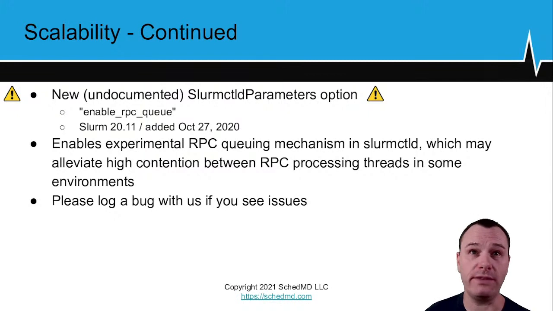As of Slurm 20.11, there is a new undocumented SlurmctldParameters option called enable_rpc_queue. This option may alleviate high contention between RPC processing threads in some environments. Enable RPC queue creates a queue of RPCs instead of handling RPCs one by one in a separate thread, which can create RPC storms. We handle RPCs in batches, still using threads, but doing it smarter. For those sites who have support, it would be a good idea to let us know if you intend to enable this experimental feature, especially in production.